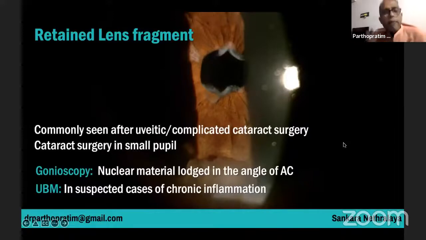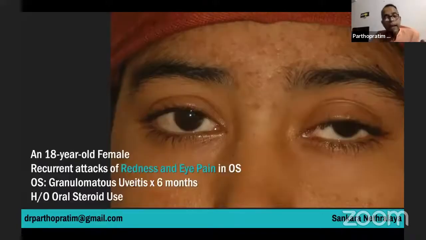This kind of lens fragment is most commonly seen after uveitic cataract or after complicated cataract surgery, especially when we use the Grieshaber hooks. Sometimes the leftover remnant pieces can be there inside that tent-like configuration of the iris, and rarely it can occur in cataract surgery in small pupil also. So gonioscopy is a very useful tool. And sometimes in suspected cases, UBM can help.